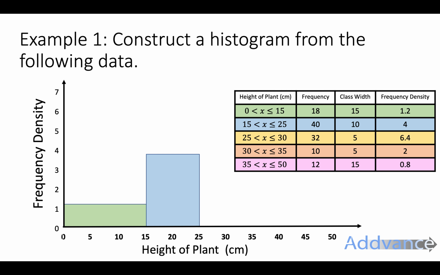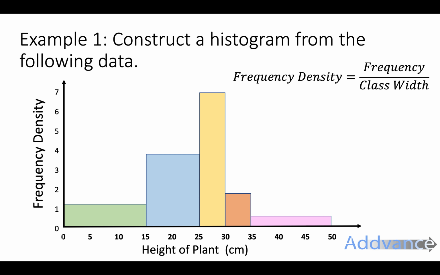Next bar is from 25 to 30, going up to 6.4. Then from 30 to 35 is a frequency density of 2. And from 35 to 50, all the way across, is just 0.8. It's a very small bar. Okay? And that's how we draw a histogram.